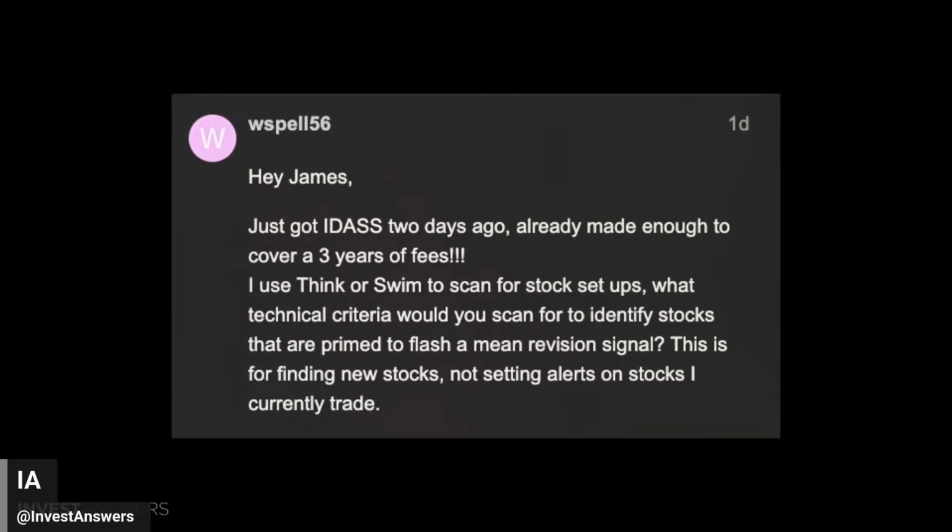I just got IDSS 2 days ago and already made enough to cover 3 years of fees. Awesome. I use Think or Swim to scan for stock setups.